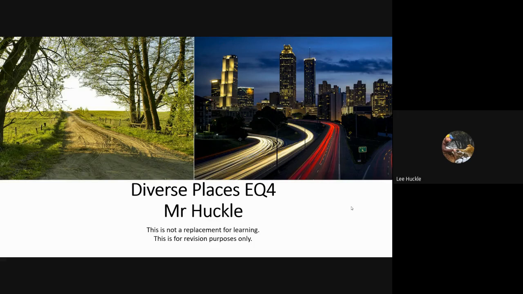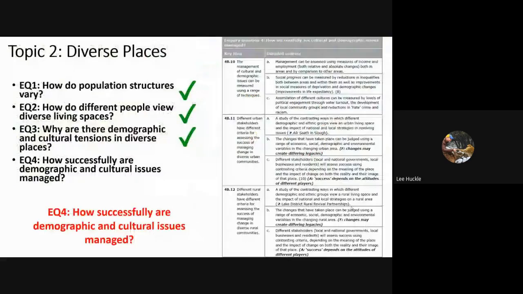So, let's begin. What have we covered so far? Let's recap. We've covered inquiry question 1, 2, and 3. Inquiry question 4, the overriding question, is how successfully are demographic and cultural issues managed? This is where we bring all of the previous learning together in EQ4. If you'd like to pause the screen here and have a look at the EQ4 part of the specification on the right hand side, please feel free.